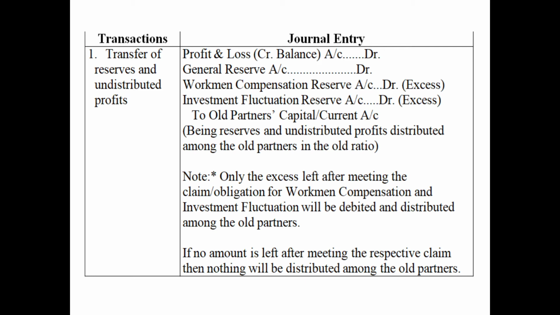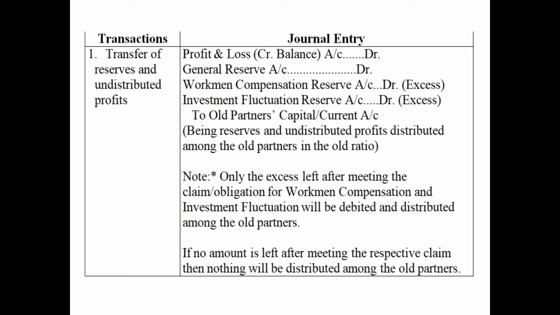So let us have a look at the entry for transfer of reserves and undistributed profits. First understand the logic, then we will see the entry. So any kind of profits or reserves carry a credit balance. So when you will be distributing it among the partners, that means you are clearing it, wiping it off from your books. So if it is having a credit balance, and when you are distributing, when you are removing it, then it will carry an opposite balance so as to close itself.